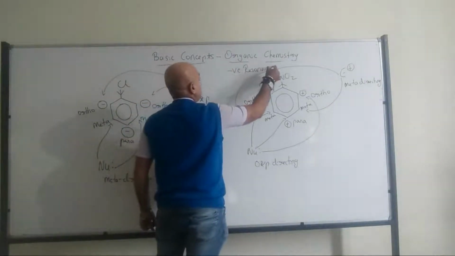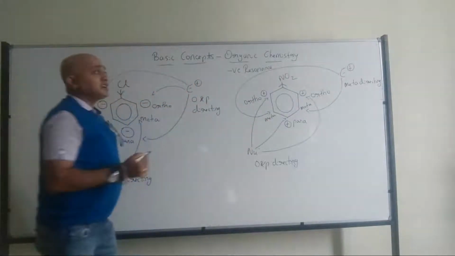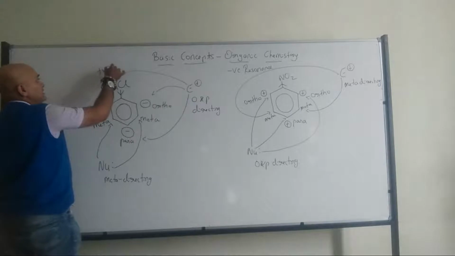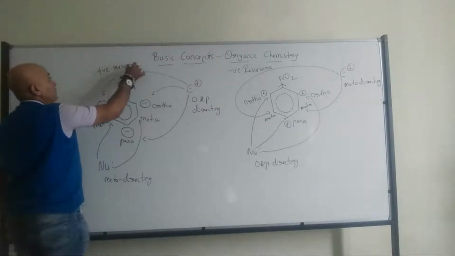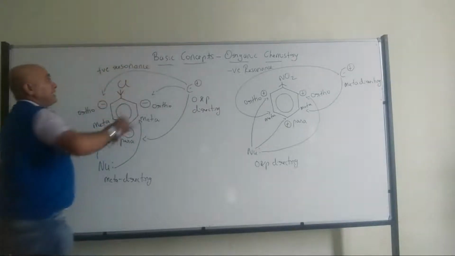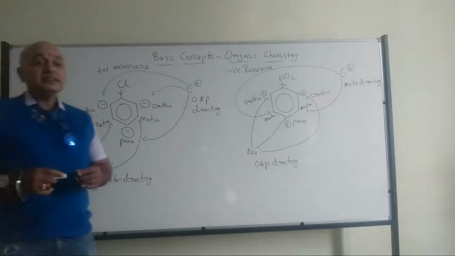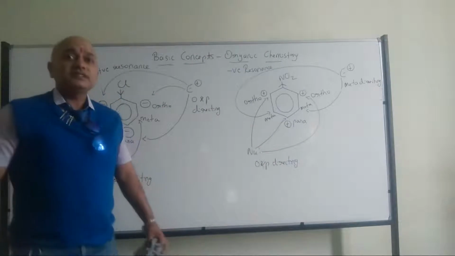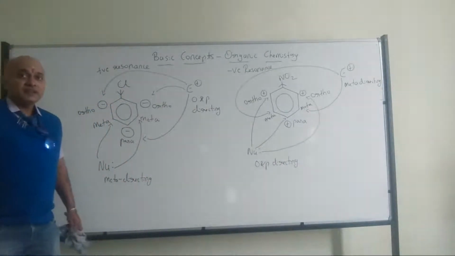Why is it showing negative resonance? Because electron withdrawing groups are present. And here, it will be with respect to positive resonance. Why is it positive resonance? Because electron donating groups are present. This is what we have discussed.